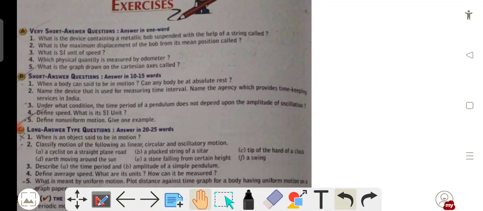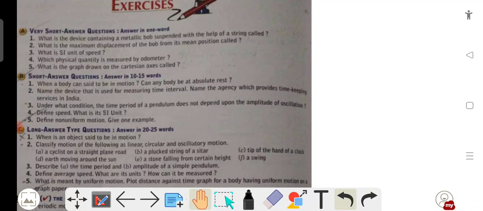So students, please concentrate and follow the questions, and from the questions try to give the answers. Okay, so the first question, number A, the very short answer questions, that is one answer in one word.